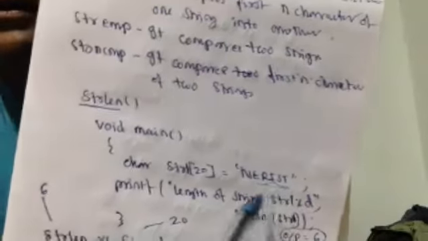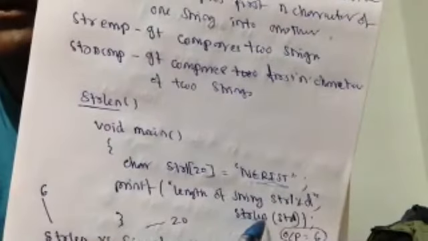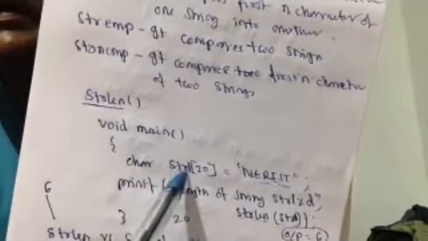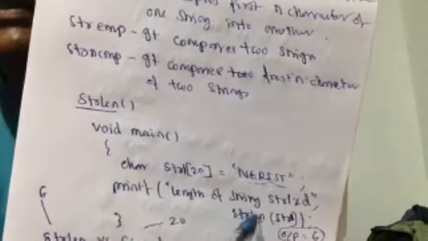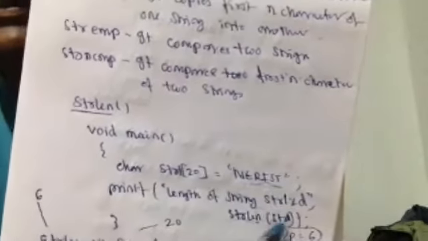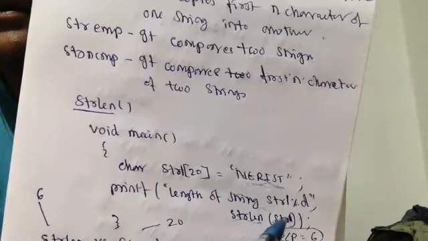What is the function? strlen of what? This array, and the array is within the brackets. strlen is a function, so this is a pair of braces. Or otherwise, you can do it this way also.